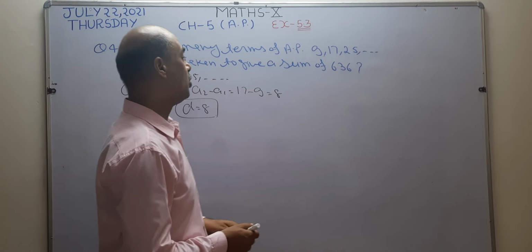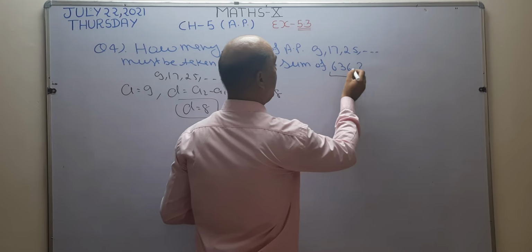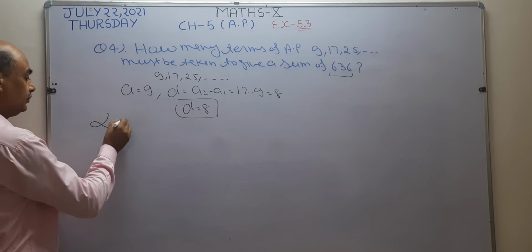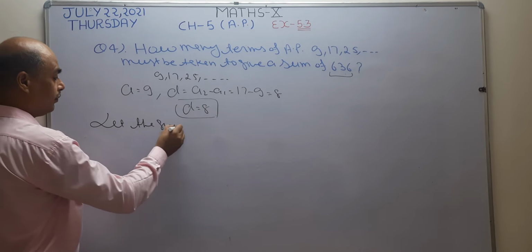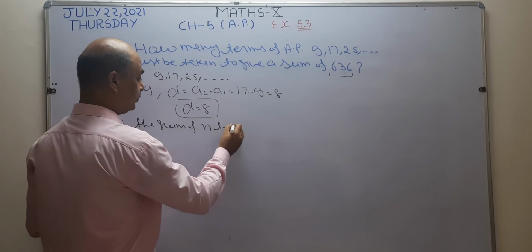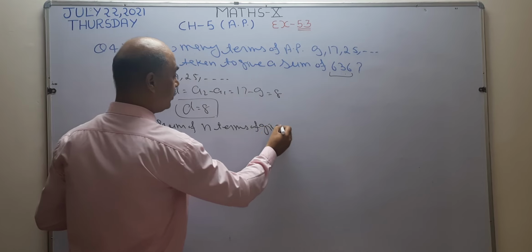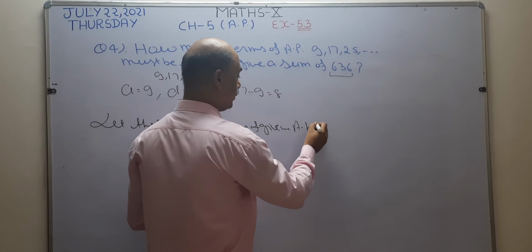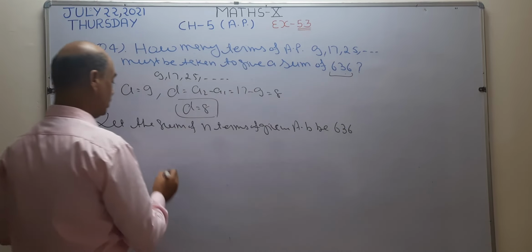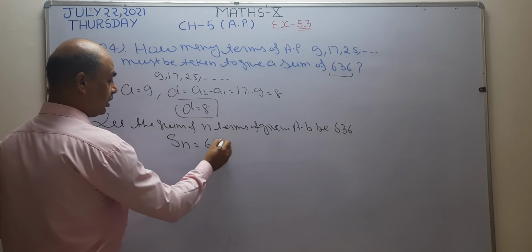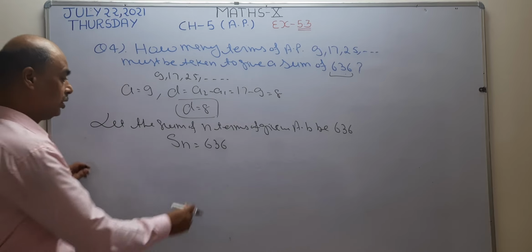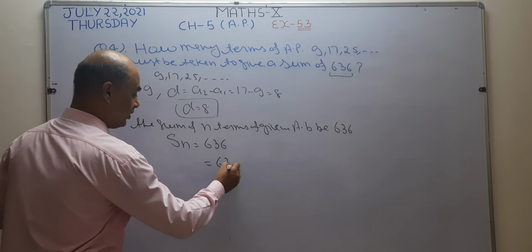Now the question is how many terms we take so that the sum of these terms becomes 636. Okay. I suppose that the sum of n terms of an AP makes 636. All right, here let the sum of n terms of the given AP be equal to 636. So it means Sn is equal to 636. The sum of n terms becomes 636. Now this number is a constant value, so this number is going to remain the same.